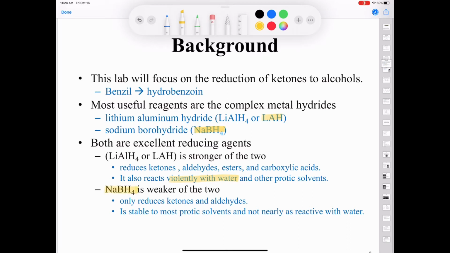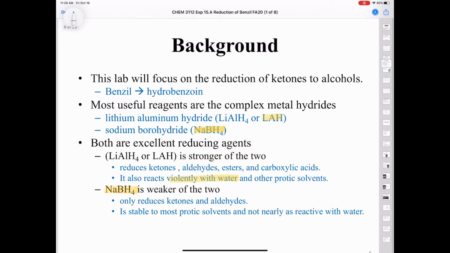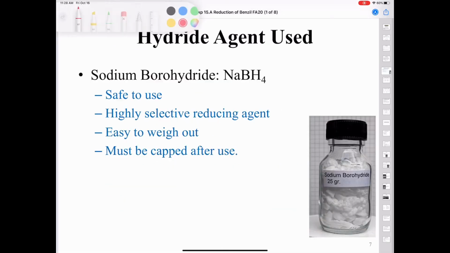whereas sodium borohydride is a good reducing reagent, but it's weaker. It doesn't react violently with protic solvents, and it only reduces aldehydes and ketones. So you can see how it's going to be a good choice to reduce benzil, which contains 2 ketones. Sodium borohydride is nothing more than a white solid. Here's a bottle of sodium borohydride. It's safe to use. It can be weighed out on a balance effectively.